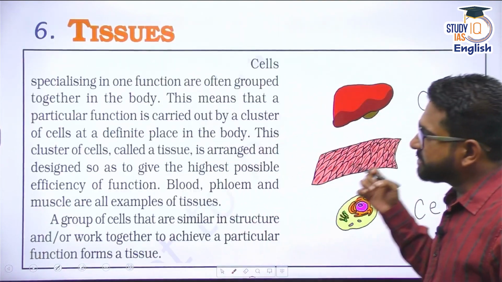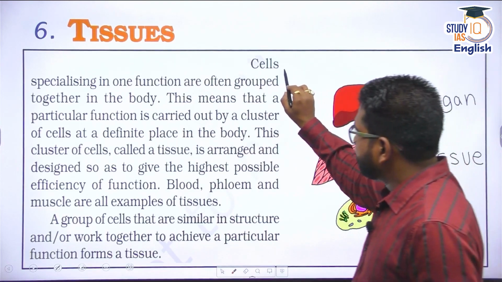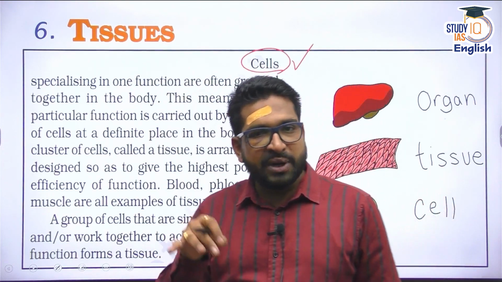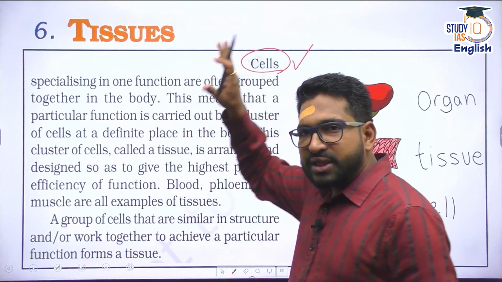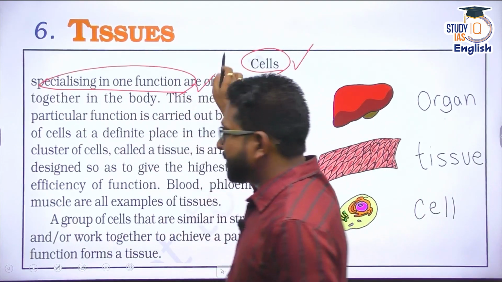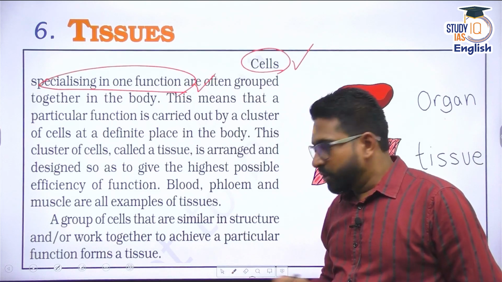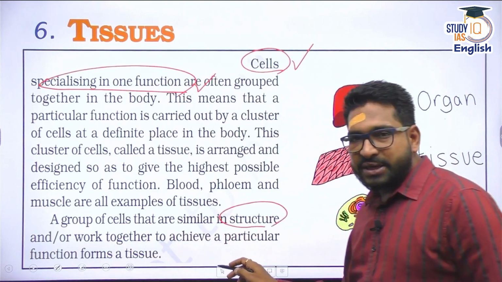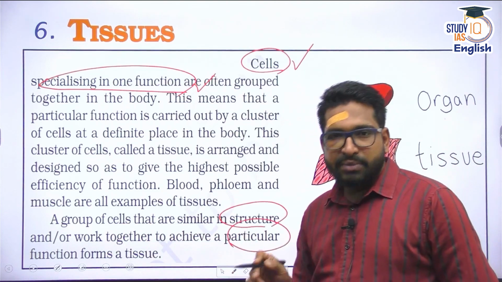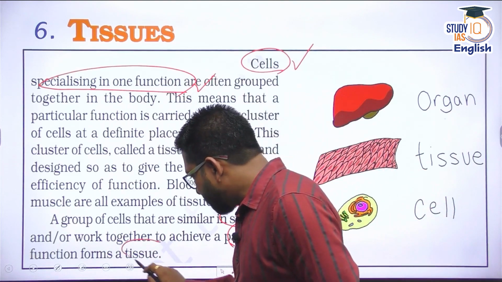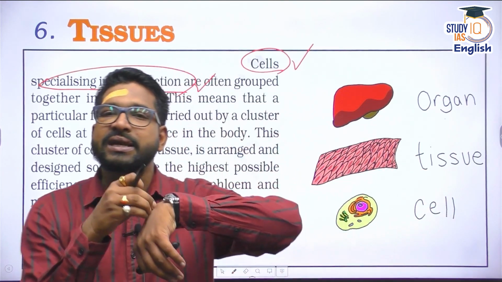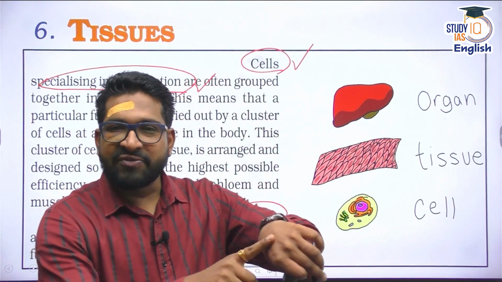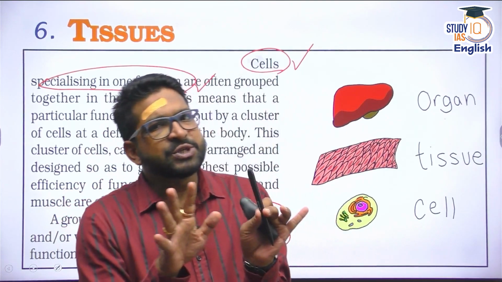First things first, what is the meaning of tissue? As I told you, cell is a structural and a functional unit of life. Here, the discussion is connected to multicellular organisms. Different cells, when they perform one specific function together, it is called a tissue. You can see here the definition: a group of cells that are similar in structure and work together to achieve a particular function in a multicellular organism is called a tissue. For instance, our skin. Skin is a kind of tissue. Skin is composed of millions of cells. That is why I find a layer, and this layer performs certain specific functions.